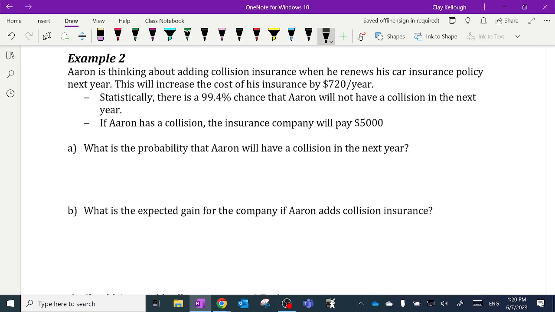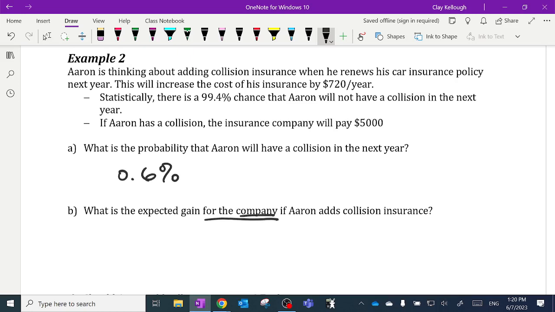What is the probability that he will have a collision in the following year? Well, if there's a 99.4% chance that he doesn't, there's a 0.6% chance that he does. All right, what's the expected gain? Careful, for the company selling the insurance, not for Aaron.